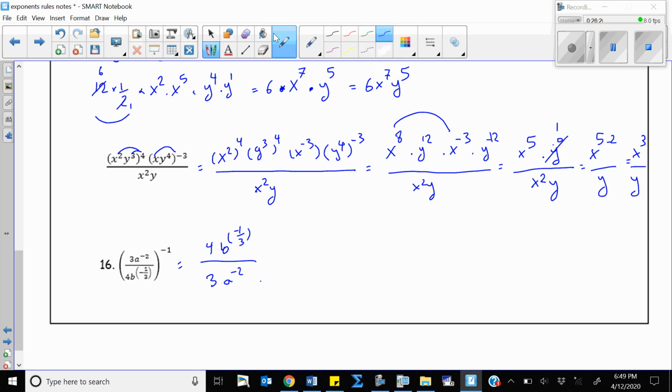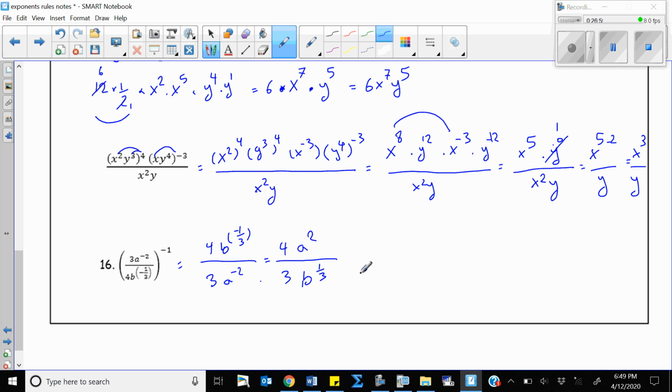Okay, now I'm just going to simplify whatever I have here. 4 and 3, they don't have any negative power, so I'm just going to keep them, 4 and 3. But b has a negative power, so I need to get rid of the negative power. I'm going to move that down. So this will be b to the power of 1 over 3. And this a, again, has negative power, so I flip it and move it to the top. And that's it. This will be my answer.